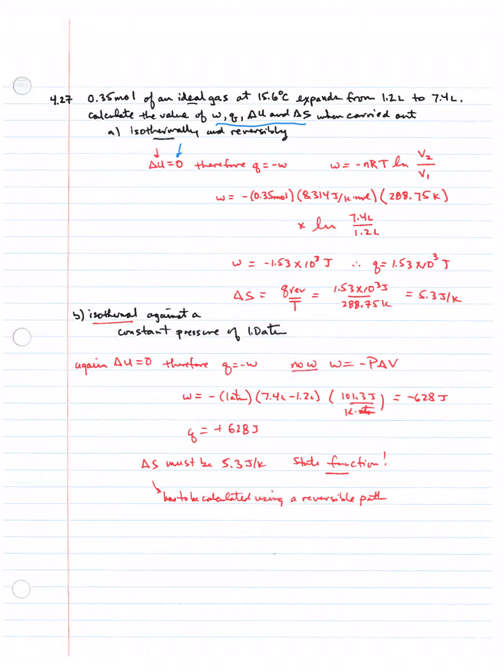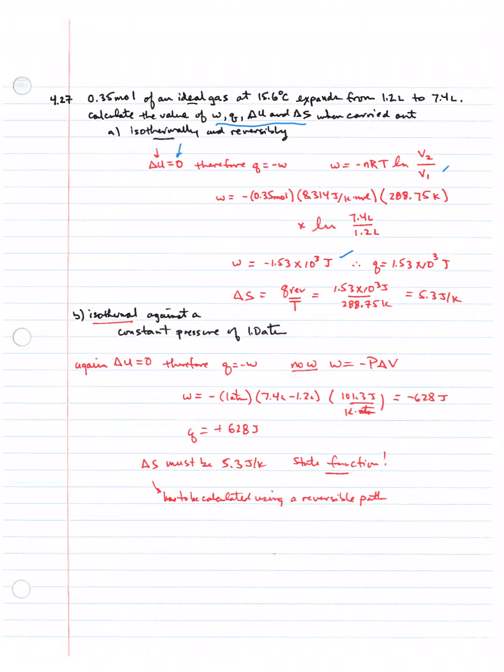The Q of the system is going to be equal to the opposite of the work, or vice versa. It's easy to calculate the work. We did that back in chapter 2, I think. For a reversible expansion of an ideal gas, you get minus nRT times the natural log of V2 over V1. And when I chug that through, I get a negative 1530 joules, or rounding off to 3 sig figs, minus 1.53 times 10 to the third joules.